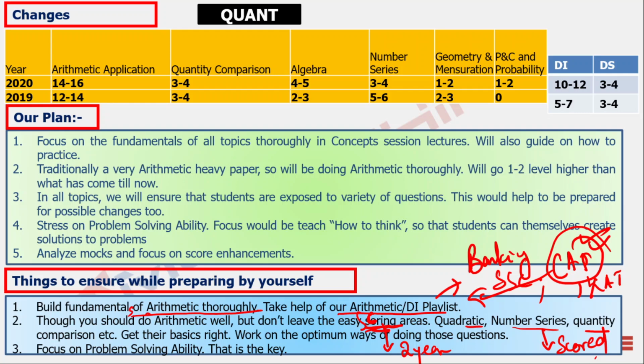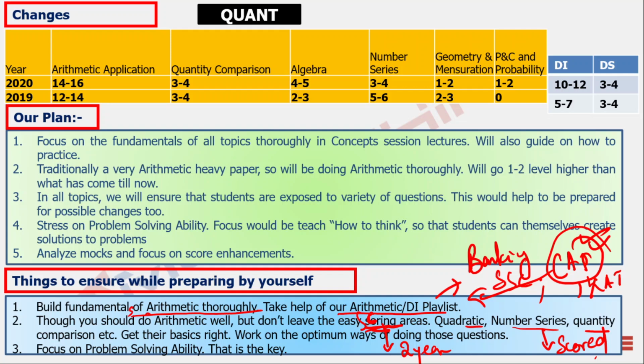I'm never saying that you should have left arithmetic. No, but you could have done these questions first. You could have got that 5, 6, 7 mark score first. That would have pushed your confidence, and maybe you would have reached 15 to 20 marks in the quant section. Right. So get the basics of the miscellaneous topics. Miscellaneous topics means quantity comparison, algebra, number series, all of these topics.